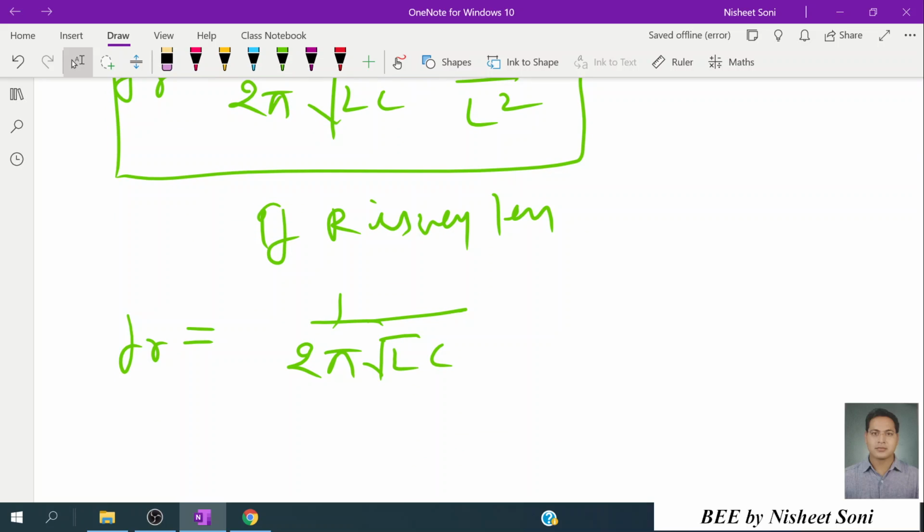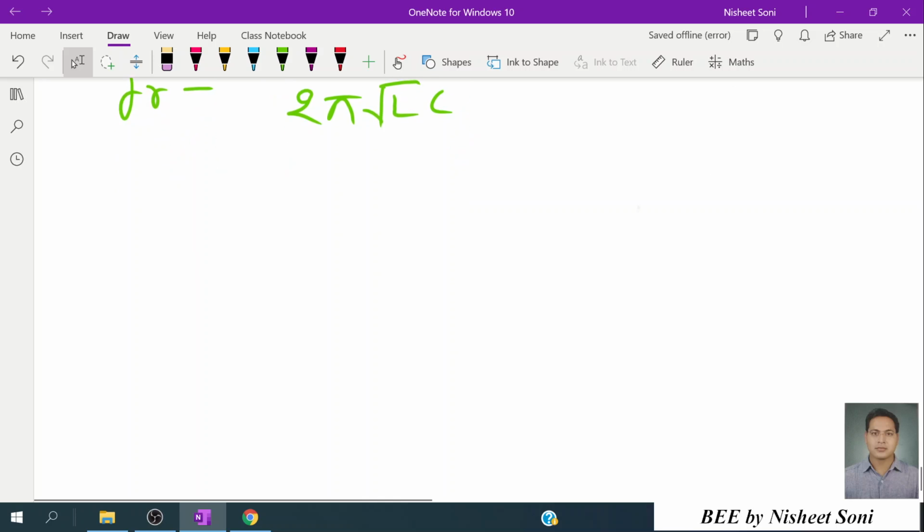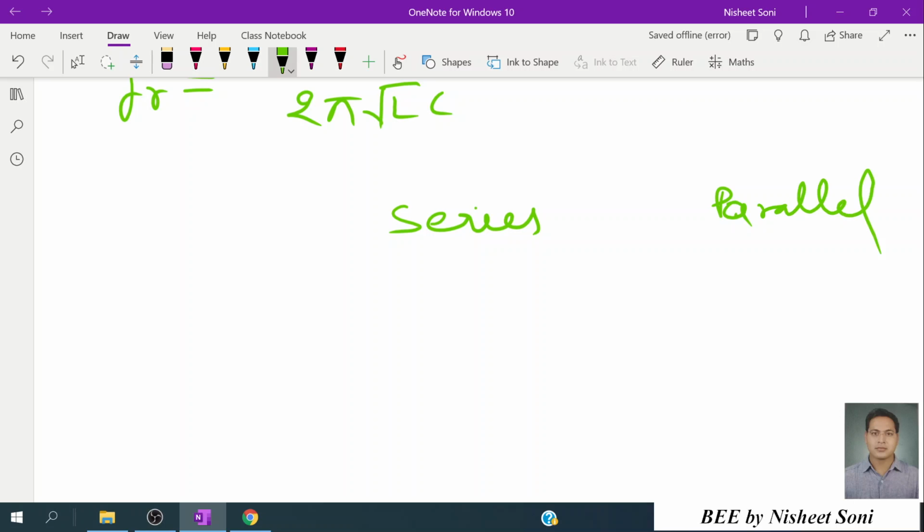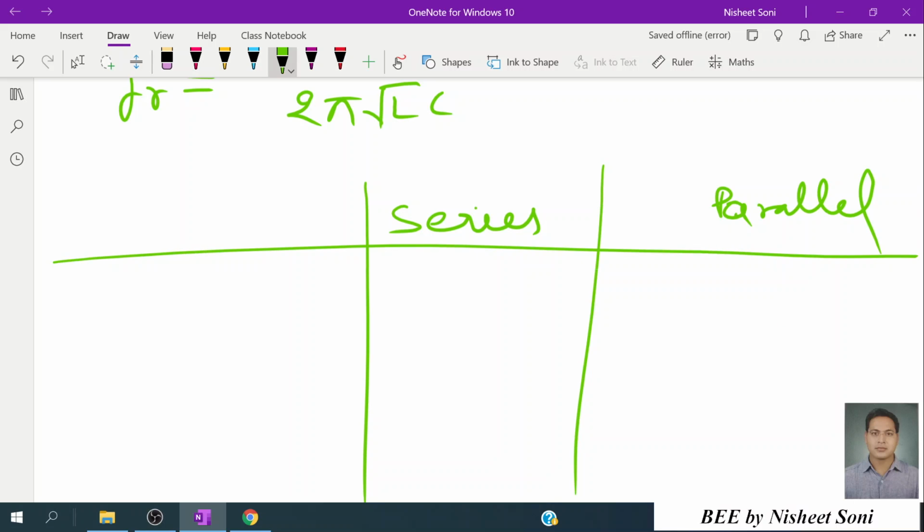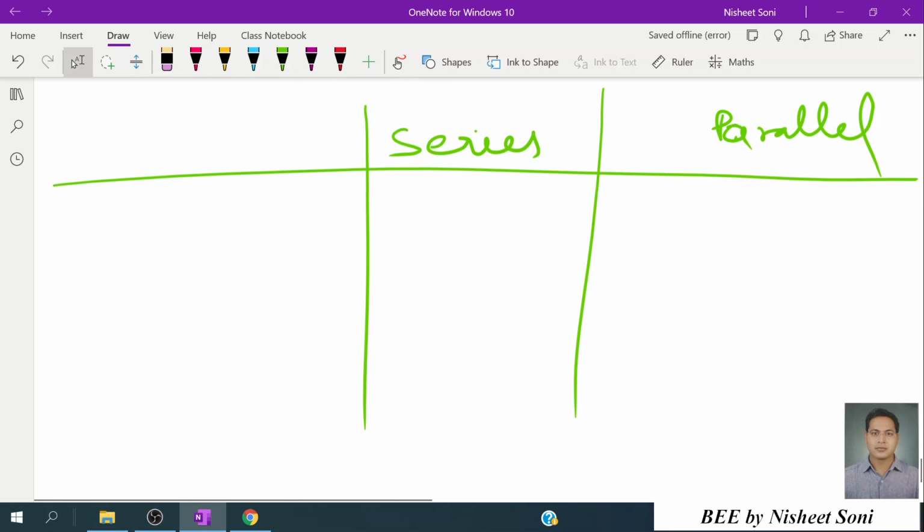In series resonance, we were amplifying the voltage, but in case of parallel resonance, we are amplifying the current. So if you want to compare the series and parallel resonance circuits, we can make two columns. What is the first? Impedance.